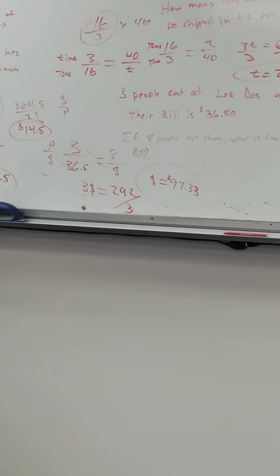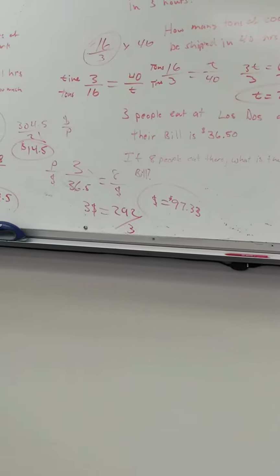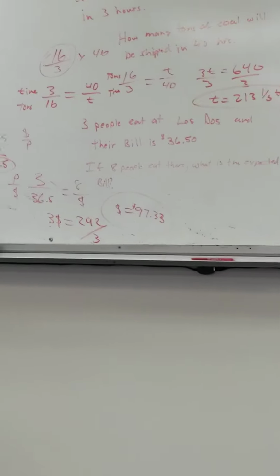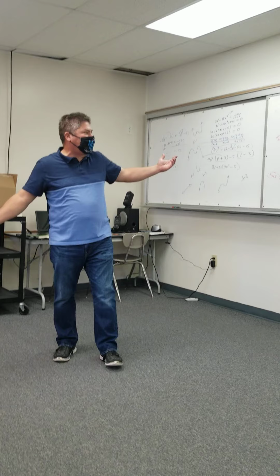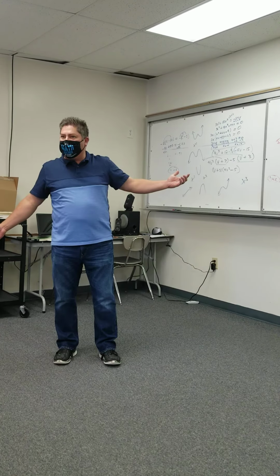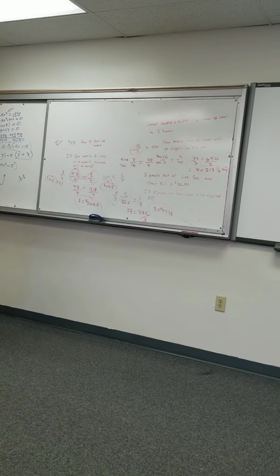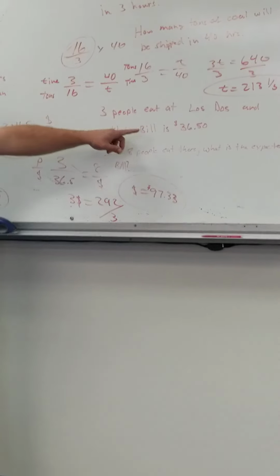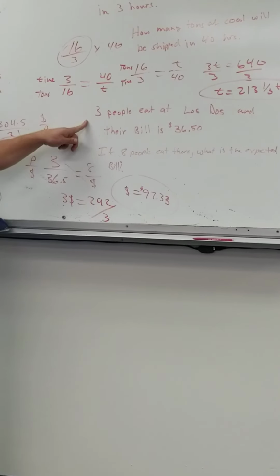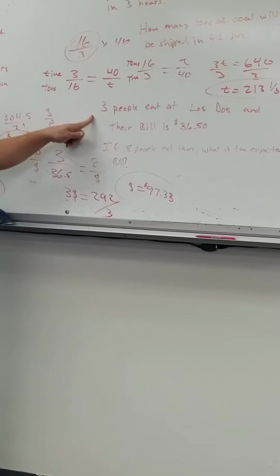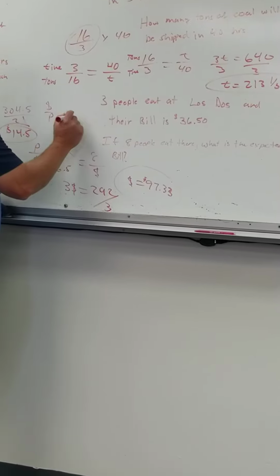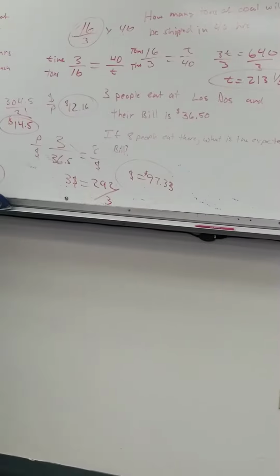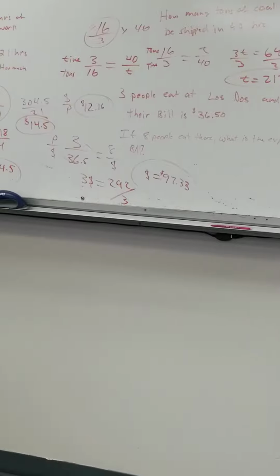And my brother-in-law will be like, dude, it cost us $100 to eat at that Mexican restaurant. I'm like, there were 8 people eating. It still only cost you about 10 or 11. How much did it cost you per person? How do I find that? Well, I could take this 97.33 and divide it by 8. Or I could just simply take 36.50 and divide it by 3. Do that. It's about 12 something. It costs about $12.16 a person to eat at the Mexican restaurant.